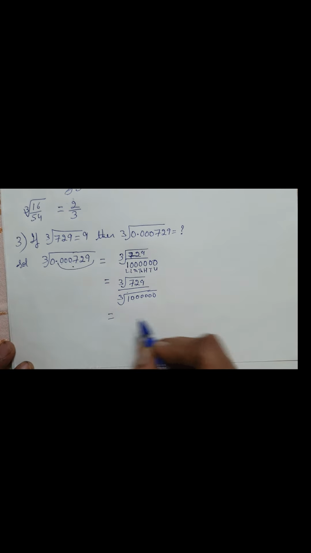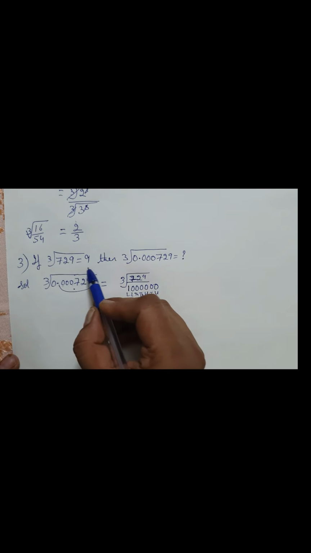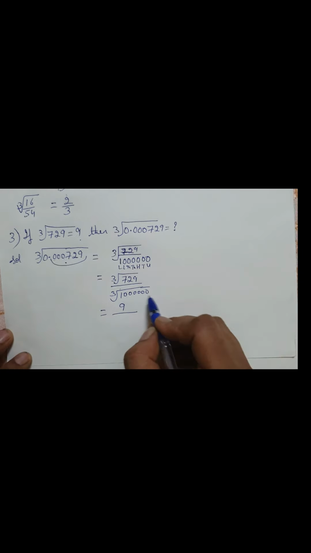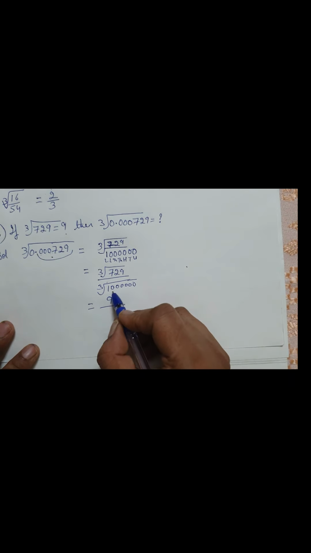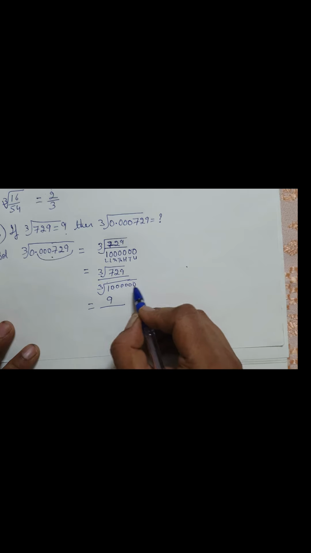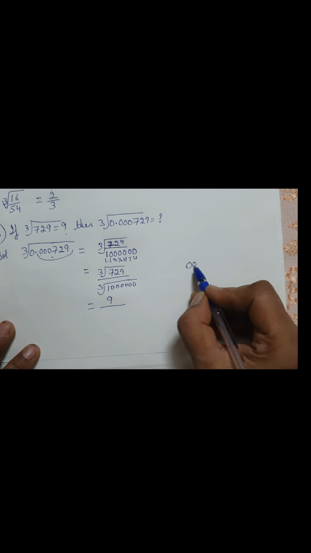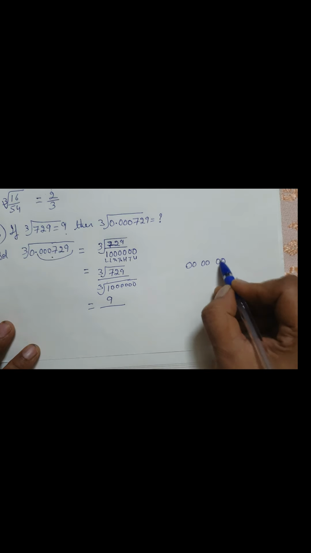Is equal to, now this cube root of 729 is given for us. This is 9. It is given for us. So we will just write 9. But we don't know cube root of 10 lakhs. So what we will do, we will write all the zeros here. How many zeros are there? 1, 2, 3, 4, 5, 6.